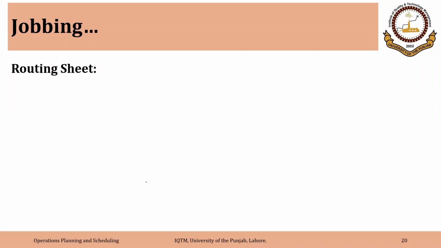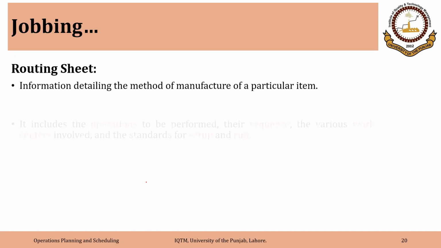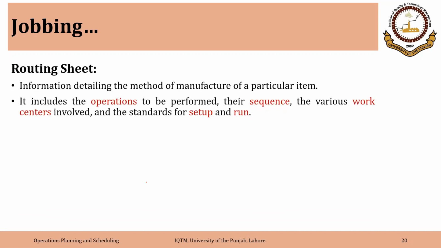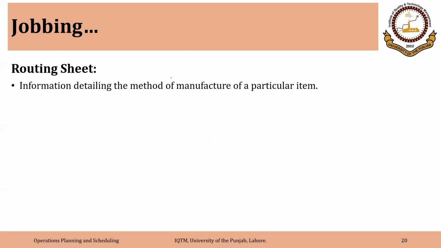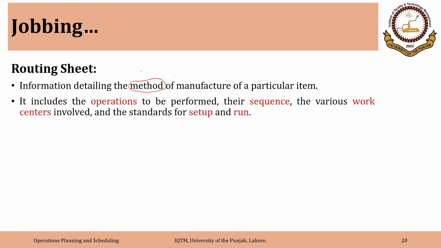Now, a very important document with respect to job shops as well as other types of production systems is a routing sheet, and it has some other names as well. So, information detailing the method of manufacture of a particular item. Now, this is not the method from a technical point of view, but this is actually the sequence of operations. So it includes the operations to be performed, the sequence of operations, the various work centers involved, and the standards for setup and run.